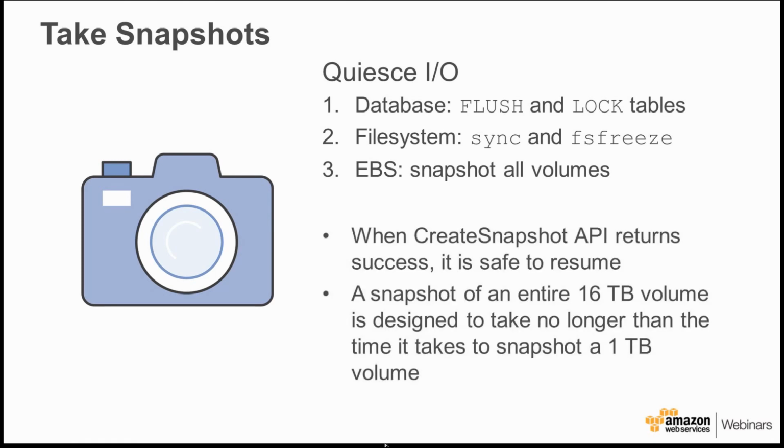When the snapshot API returns, it's safe to resume using your volume. So it should only be a few moments, or a second or two, that you need to pause your application when taking a snapshot. Note, we have a variety of volume sizes from 1 gigabyte up to 16 terabytes. And we've designed EBS such that taking a snapshot of an entire 16 terabyte volume takes no longer than snapshotting an entire 1 terabyte volume.